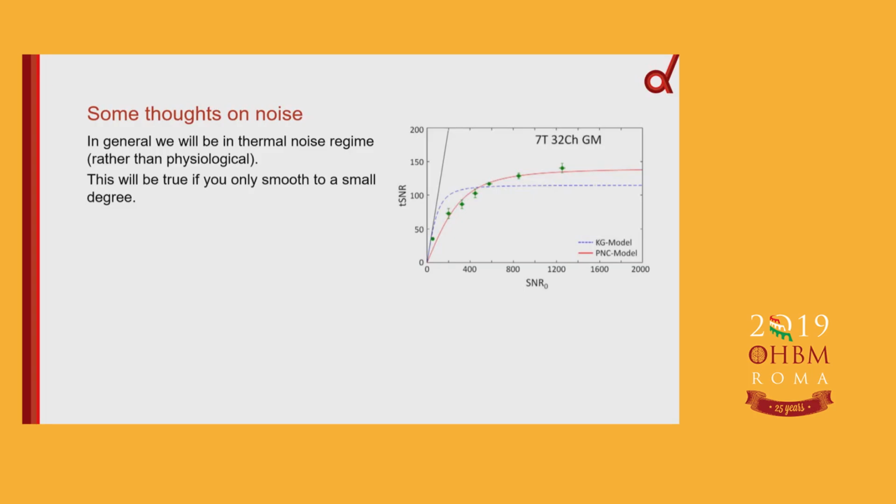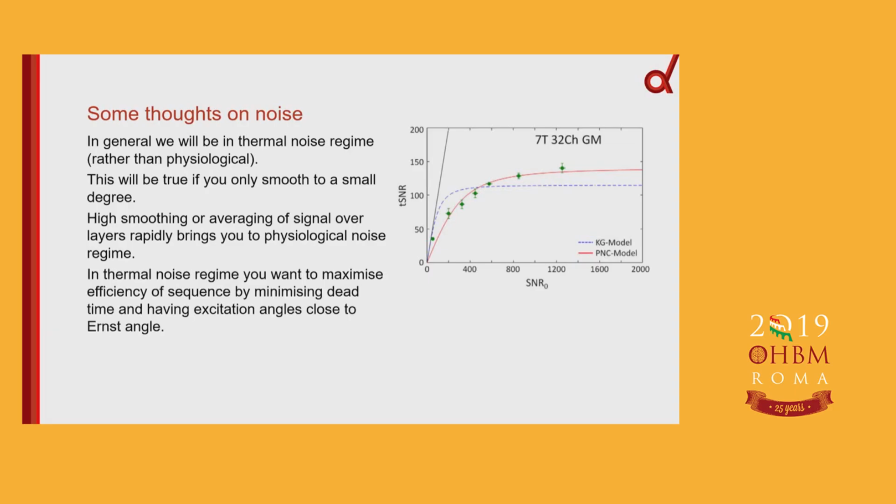It's true, so if you only smooth to a small degree. If you do a lot of smoothing or averaging of signal over layers, actually, you get back in the physiological noise regime. It's an important point. You get very rapidly into the physiological noise regime because the physiological noise in pure grey matter is much higher than in white matter. So all those 3 mm voxel experiments were looking at a mixture of grey and white matter. When you look at pure grey matter, the physiological noise is higher. You're much faster in physiological noise. But if you're in the thermal noise regime, watch out.